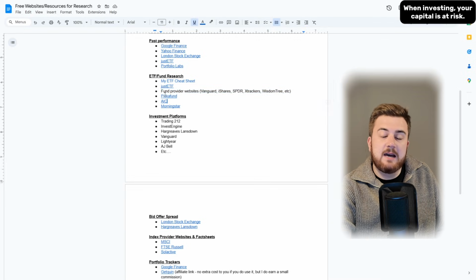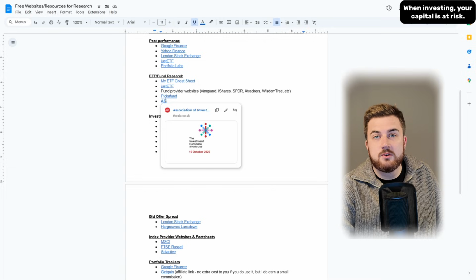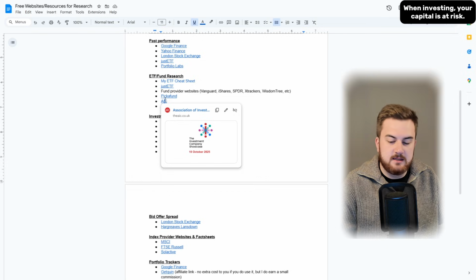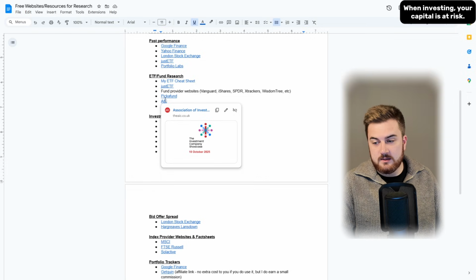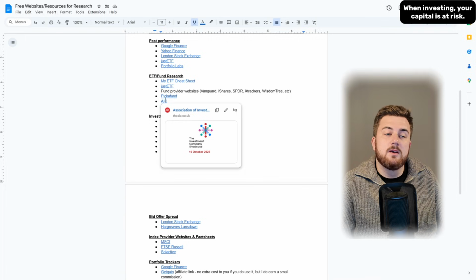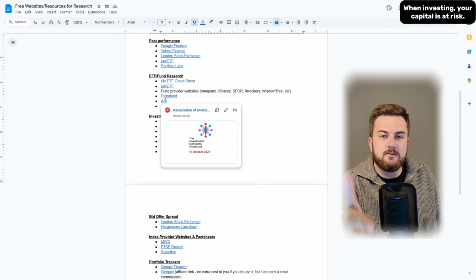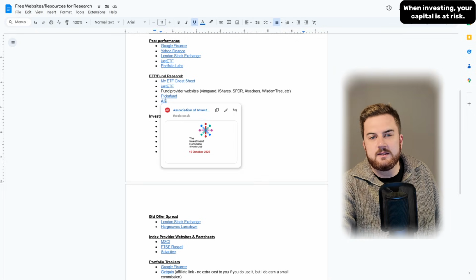Pick a Fund is one that I haven't used as much, but it's another tool for finding and comparing funds. AIC is for investment trusts, investment companies. So a lot of people get confused between investment trusts and ETFs, and they'll say, I can't find JGGI or I can't find Scottish Mortgage on Just ETF. You can't find them because they're not ETFs, they're investment companies, and you can instead research them on this AIC website.